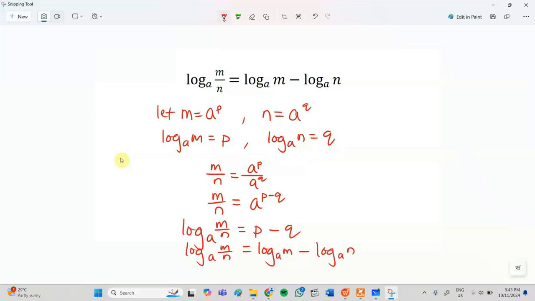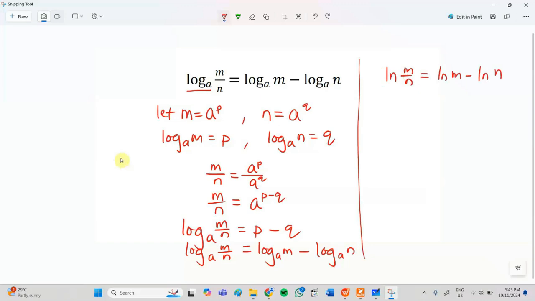One thing to take note here, if the question does not use log base a, if the question uses ln, for example ln of m over n equals ln m minus ln n, okay, so this is the other equation where you are using the natural logarithm, where ln means log base e. So since we know that ln here means log base e, our first step, remember, we have to let m be e to the power of p.